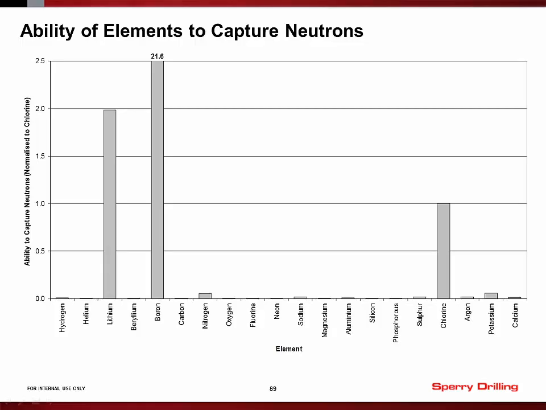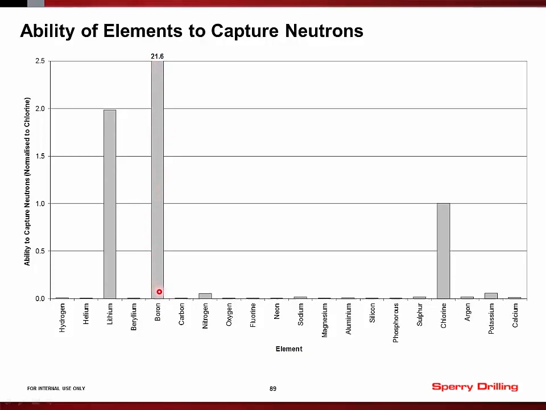Now let's look at how good some of those elements are at capturing neutrons. These are the same elements that I showed before. This time I'm showing how good they are at capturing neutrons. I've already said that chlorine is our main capturing element in the downhole environment. These other two, fortunately, we don't see. Lithium is a rare element that doesn't show up much downhole, as is boron, which is extremely good at absorbing neutrons. It's off the chart on this scale.